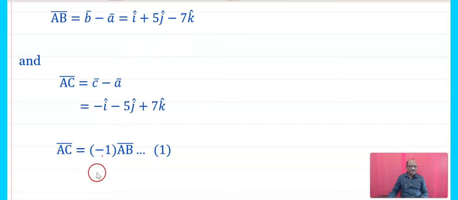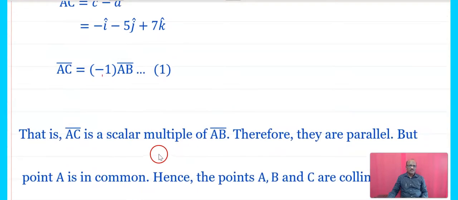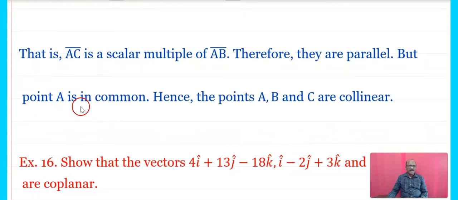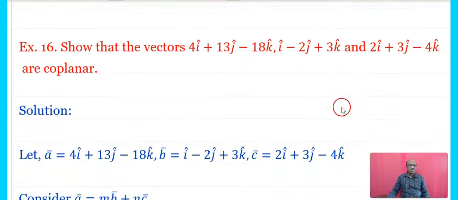And hence AC bar is equal to minus 1 into AB bar. Okay. And thus the AC bar is a scalar multiple of the AB bar, and therefore they are parallel. But the point A is in common, and hence the points A, B, C are collinear.